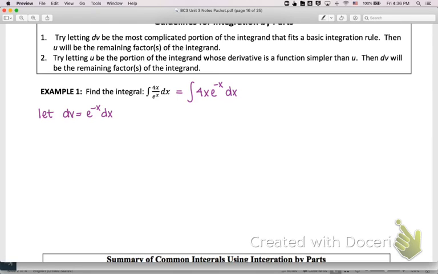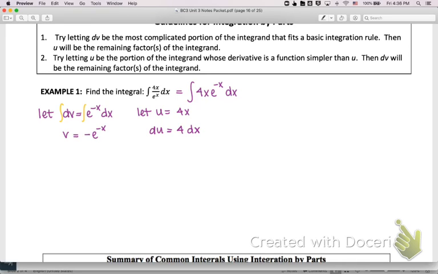You're always going to put the dx part with the dv because we want to be able to integrate it. Okay, and then I'm going to let u be 4x. So if I integrate both sides of this here, then I come up with v is equal to negative e to the negative x. Technically plus c, but we're going to just get that plus c at the end. So we're going to account for it later. Then if u is 4x, then that means that du is 4 dx.